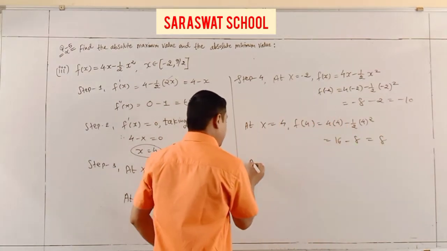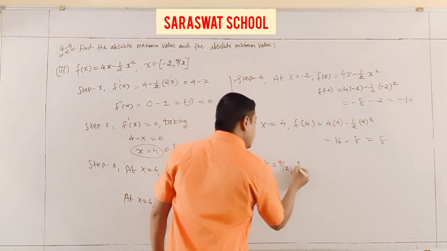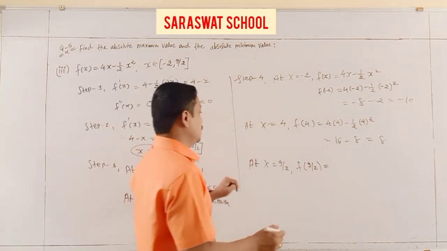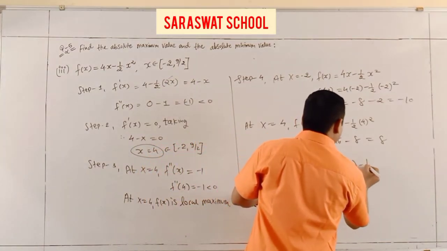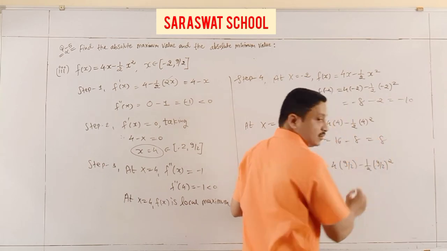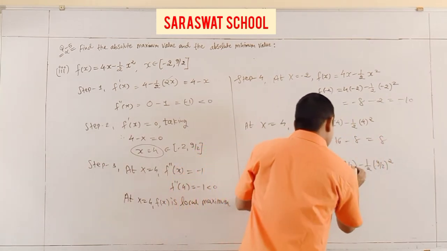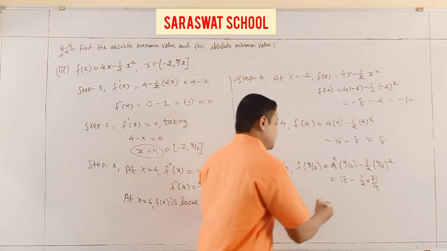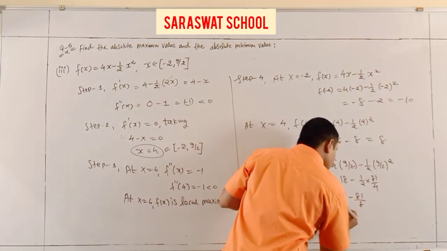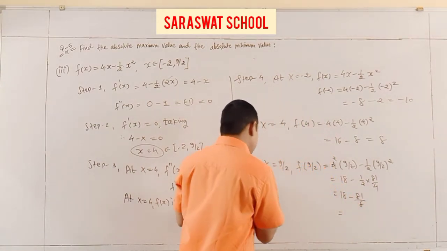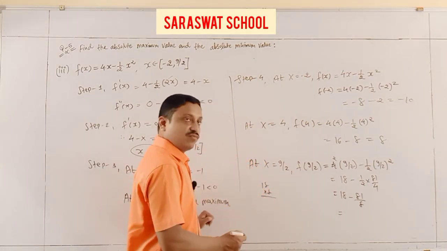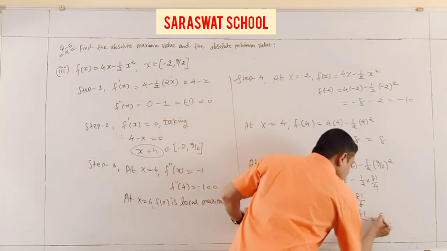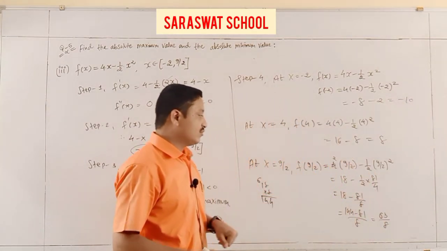And last, at x is equal to 9 by 2, so f of 9 by 2. Similarly apply the value 9 by 2. So here 4 times 9 by 2 minus half of 9 by 2 the whole square. So the 2 is cancelled, 9 times 2 is 18, and here 81 by 4 times 2 is 8, so 18 minus 81 by 8. So 18 8s are 144, minus 81, it is 63. Yes, 63 by 8 is correct.